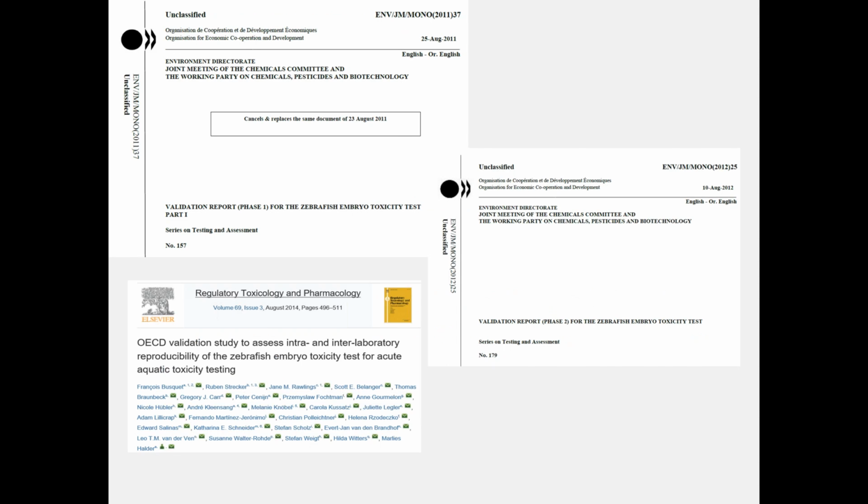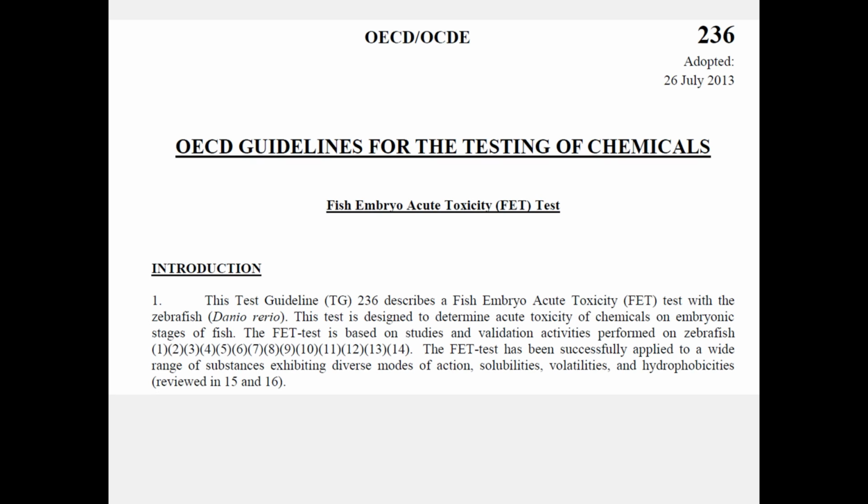So after we'd done the ring trial at the OECD, we finally got the test accepted. This is from 2006 until 2013, and anyone who's been involved with OECD guideline development knows that it's not a quick process, and this is a perfect example of that.